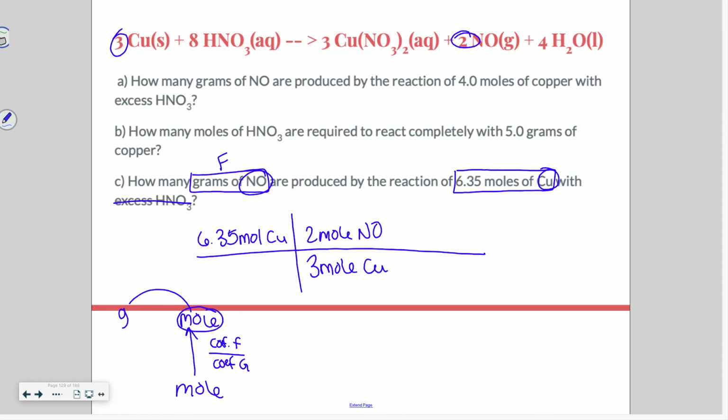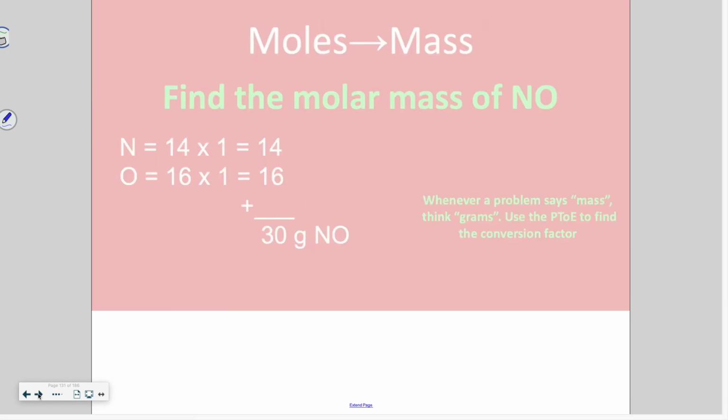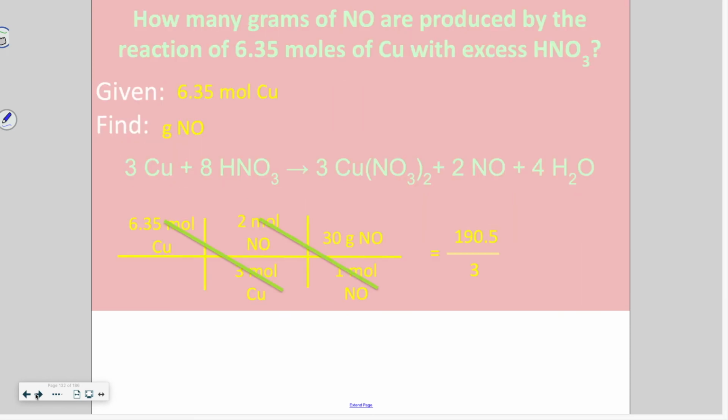Now I've gotten here, but I need to get over to grams. Inside of this you see molar mass. So I need to multiply by the molar mass because that's what I'm trying to get to. That is of NO, because it's the molar mass of my find. How much does NO weigh? Nitrogen's 14, oxygen's 16, so 30 grams, and that's per 1 mole. Then multiply across, divide, and that is what you should get.